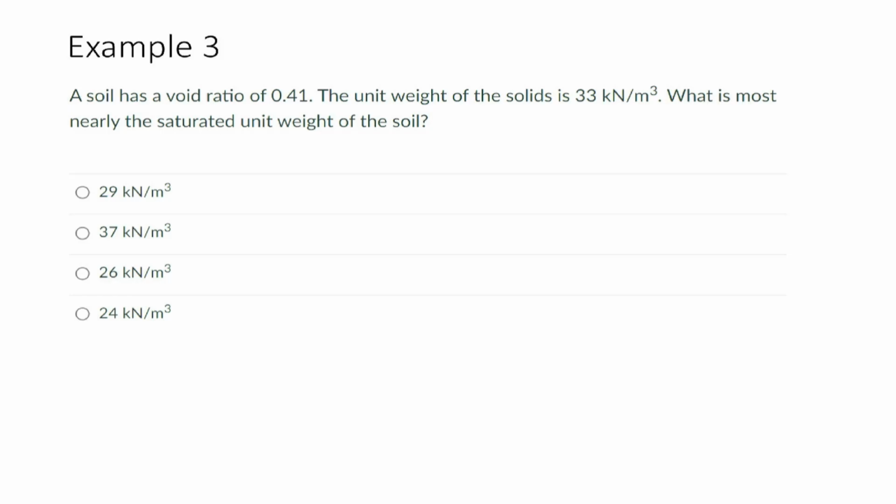Okay, now we're back. First of all, let's summarize all the givens. The void ratio is 0.41. Gamma S is 33 kilonewton per cubic meter. And the ask is gamma SAT.